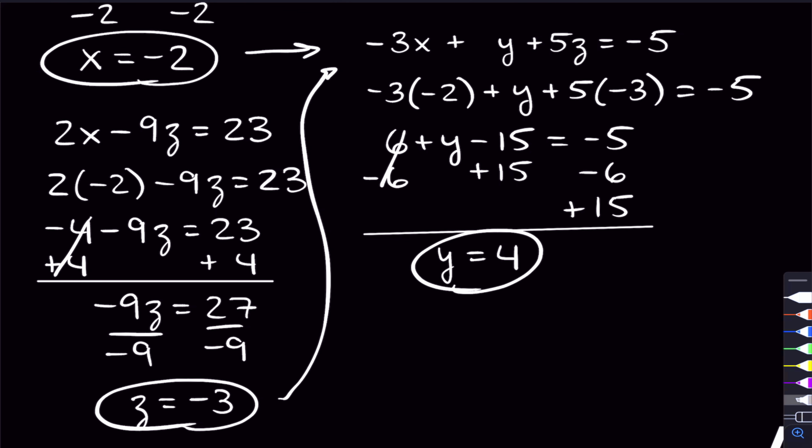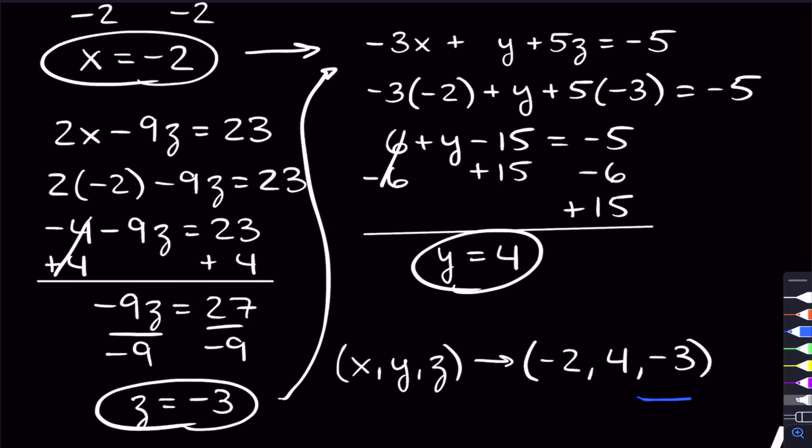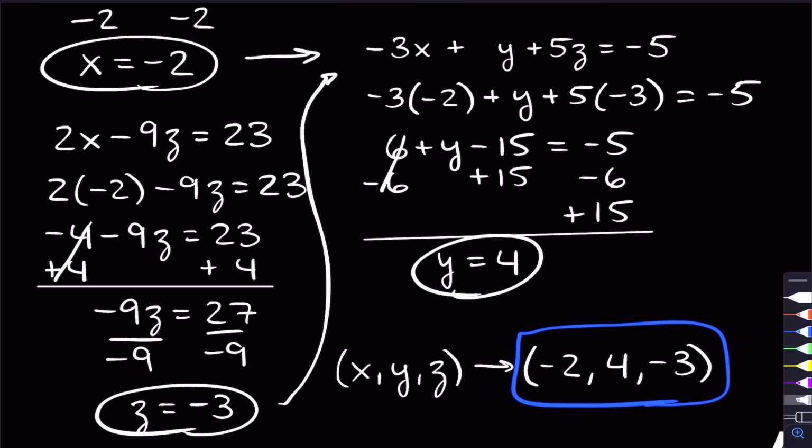So now I have x, y, and z. Now we can write our answer as an ordered triplet, as x, comma, y, comma, z. We know our x is -2, our y is 4, and our z is -3. And that right there is the answer for the last problem for this video. So that is how you solve a system of 3 equations. It's definitely a lot of work, but you can get it done.